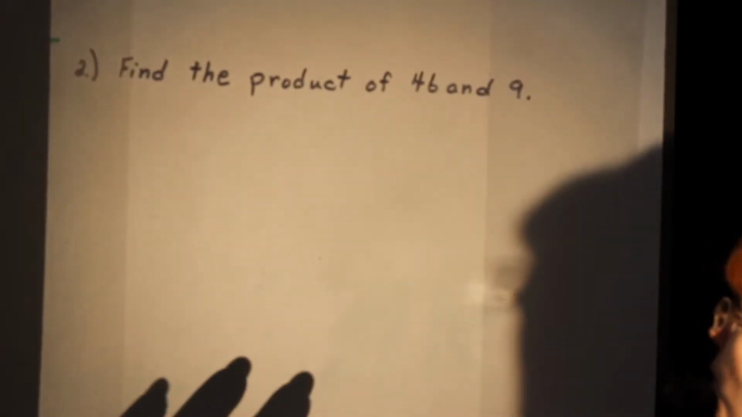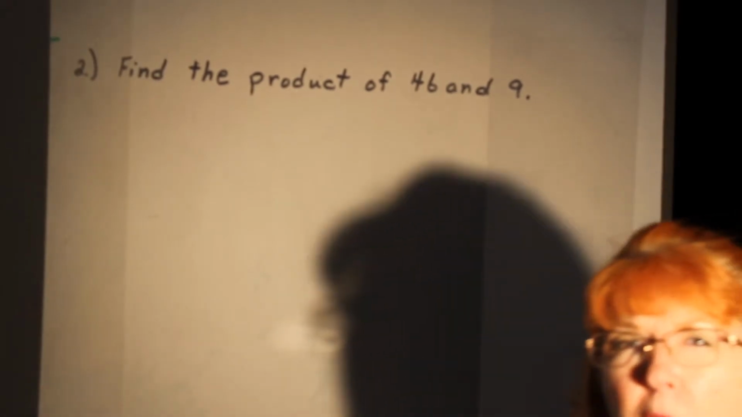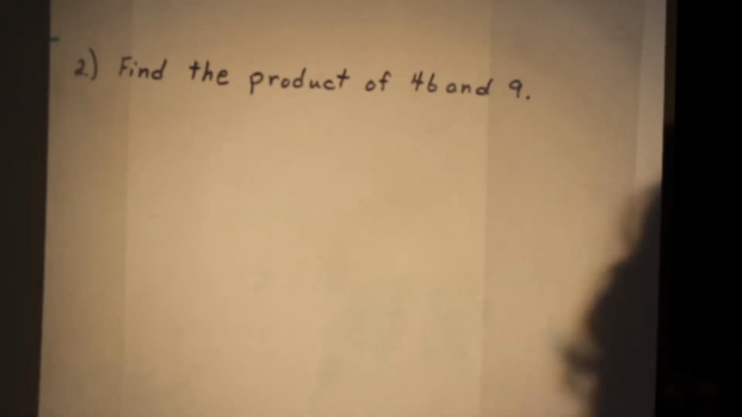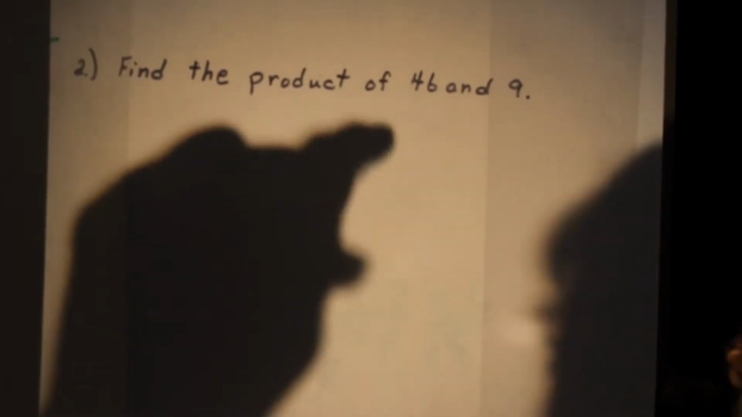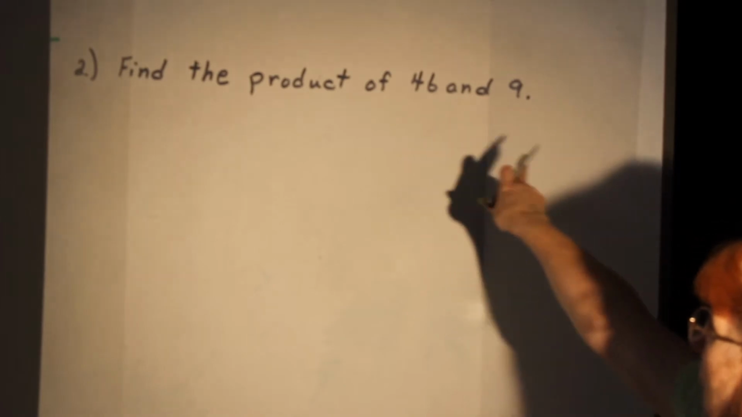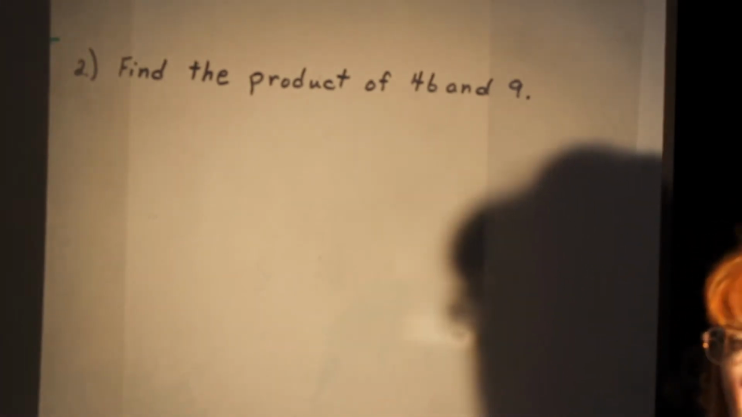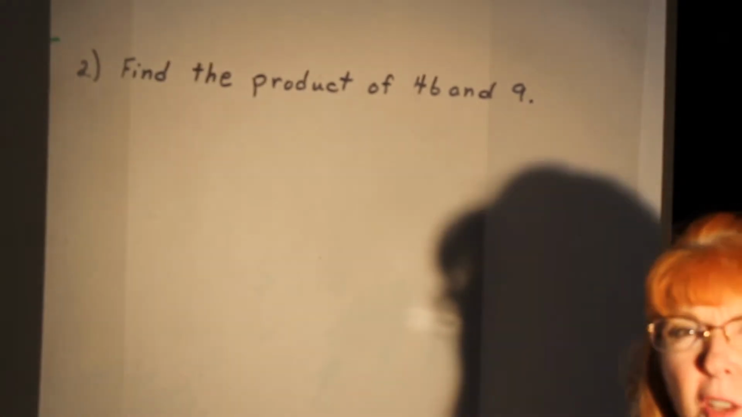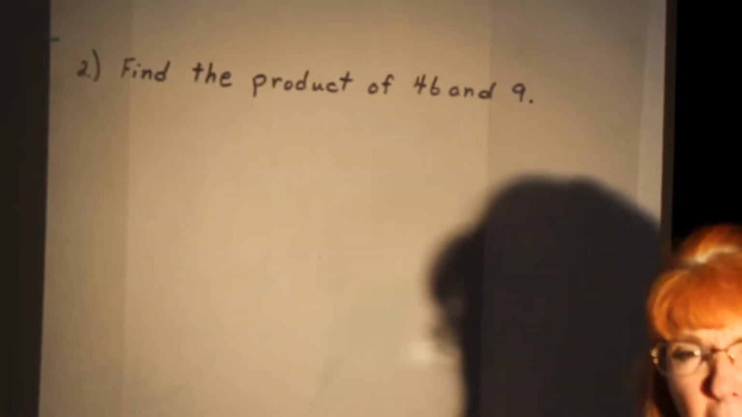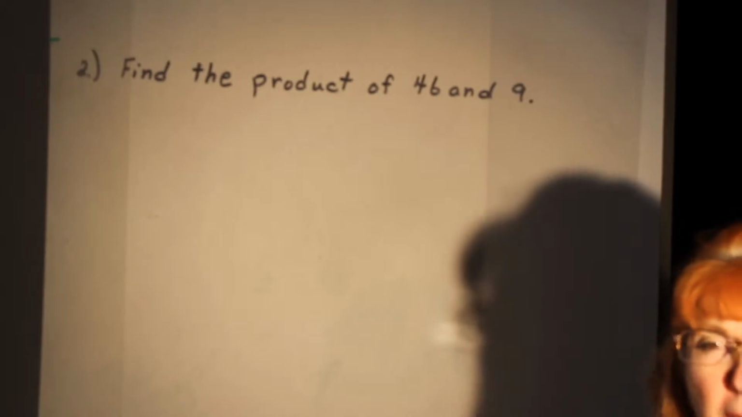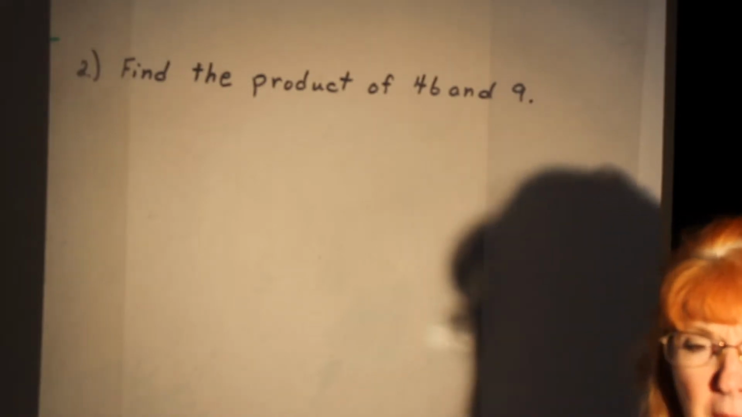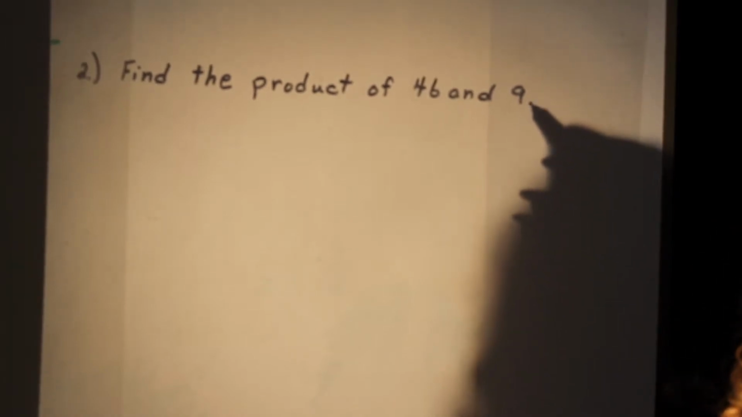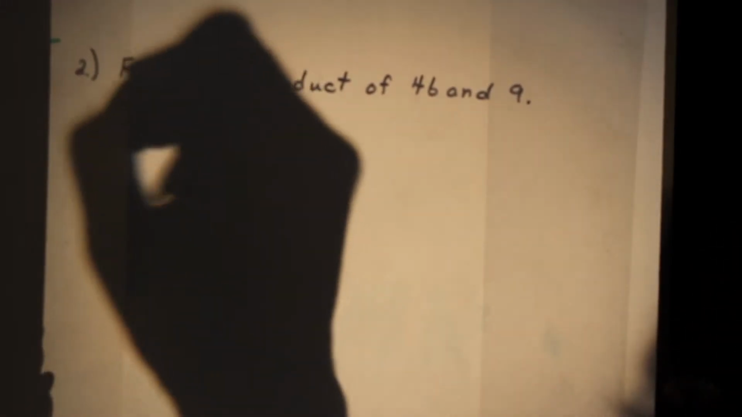They've used it in word format. Find the product of 46 and 9. Product is the answer of a multiplication question. So if you have a double digit times a single digit, you write the double digit on the top, single digit goes underneath. You can do this in the calculator, but if it's on a test, they may want you to prove how you got your answer, show what operation you performed to be able to get the answer.